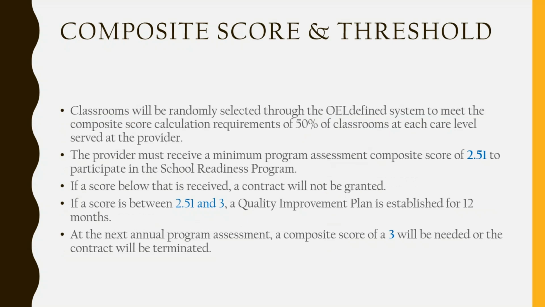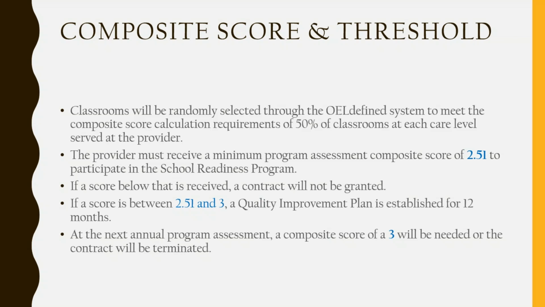Classrooms will be randomly selected through an OEL-defined system to meet a composite score calculation, which is basically 50% of your classrooms at each care level being observed. In order to have an assessment, the provider must receive a minimum score of 2.51 to participate. If a score is below, a contract will not be granted.